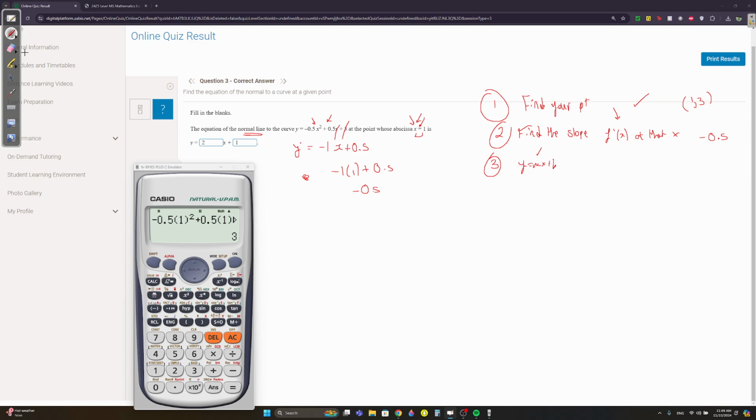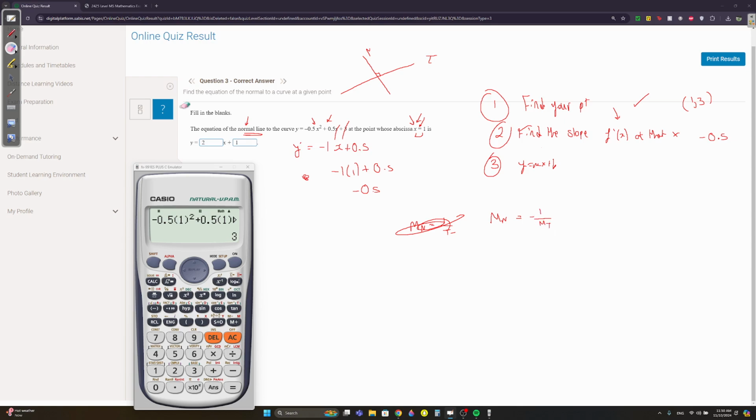Then we know, are we finding the slope of the tangent or the normal? Find the slope of the normal. Normal means perpendicular line. So if you have the tangent like this, then this is the tangent. The normal would be the one perpendicular, right? And the one perpendicular means the slope of the normal is equal to minus 1 over the slope of the tangent.